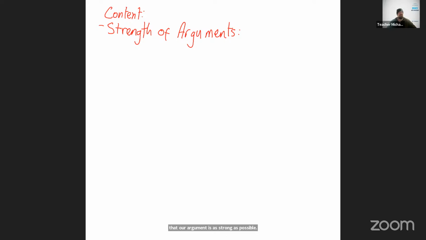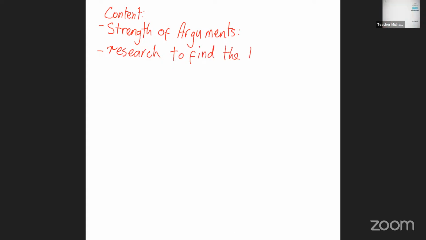Andrew. We must do a lot of research and allow research to find the best argument. Very good. So we should do a lot of research to find the best points to argue. Very good. Does anybody else have any ideas?